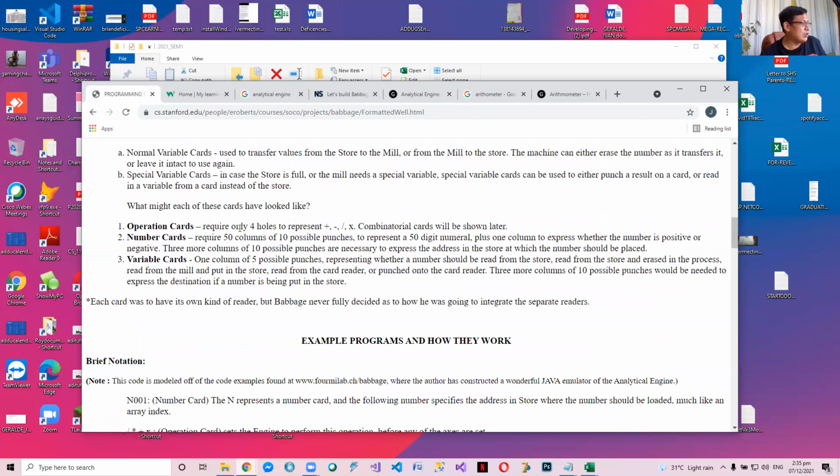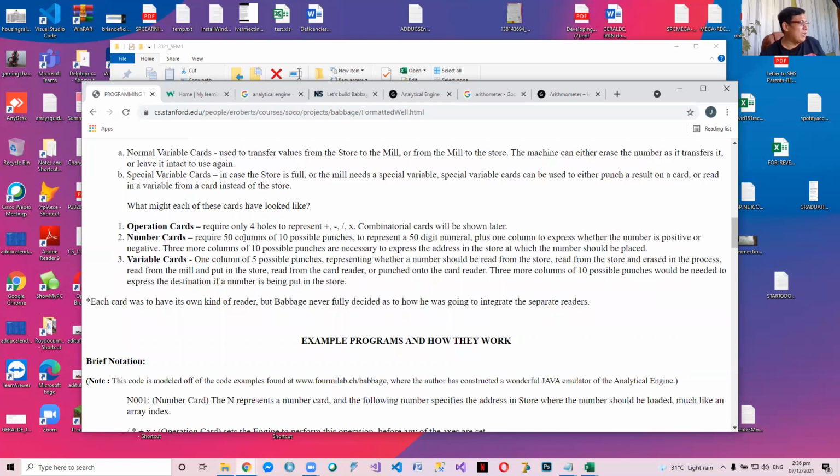An operation card requires 4 holes. So ang isang operation card requires 4 holes to represent either plus, minus, divide, or times. No? Mayroon pala siyang divide. Do you follow? So ang operation cards merong 4 na holes. So hole 1 indicates plus, hole 2 indicates minus. No? Depende kung saan yung hole.